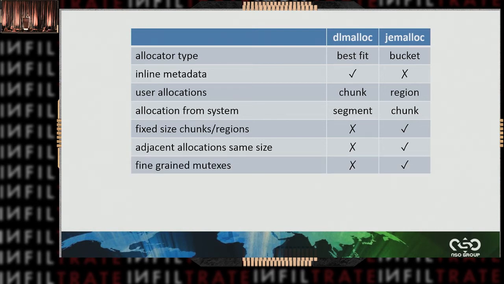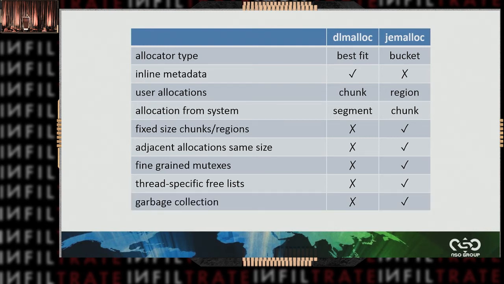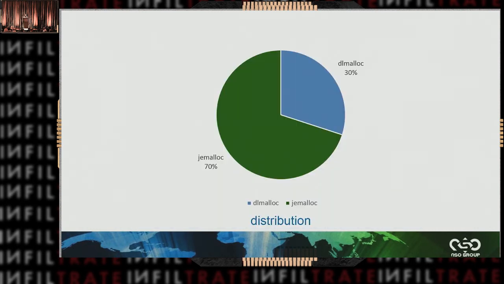In jemalloc, they are. dlmalloc has only the big lock, where jemalloc has fine-grained mutexes which reduce lock contention. jemalloc has thread-specific free lists, aka T-caches, to further increase multi-threading performance. jemalloc has a garbage collection mechanism which helps to clean up T-caches. And recently freed chunks or regions on dlmalloc are reused in a first-in, first-out fashion, while in jemalloc they are reused in a last-in, first-out fashion.